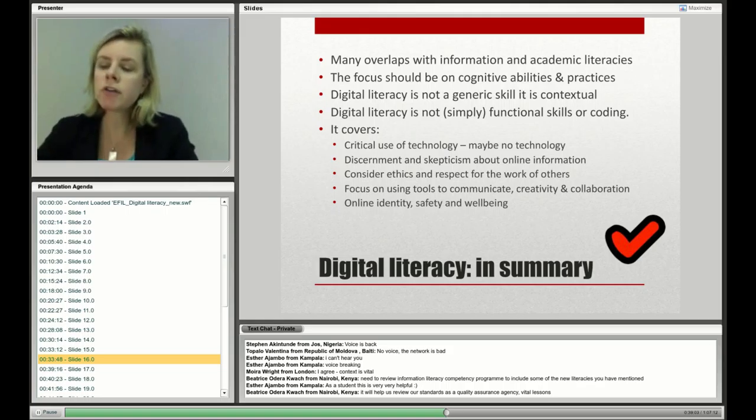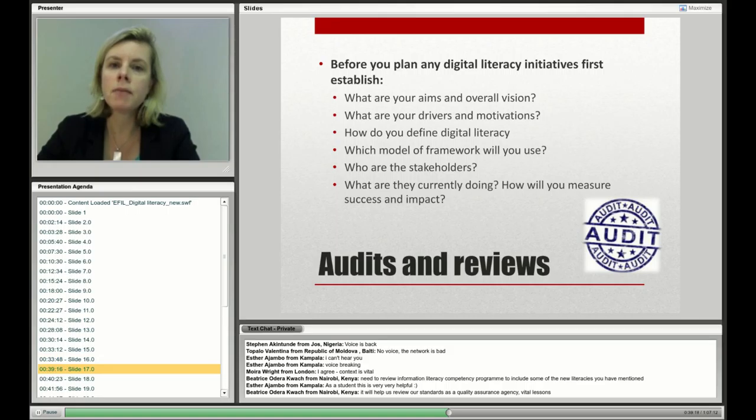And I'm going to go on and have a look quickly at how you can audit and review some of the initiatives that might be going on in your own organisation. Because what's really worth bearing in mind is that before you start doing any work in this field, there's probably quite a lot going on at the moment.